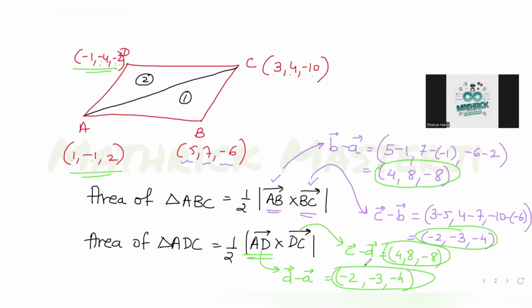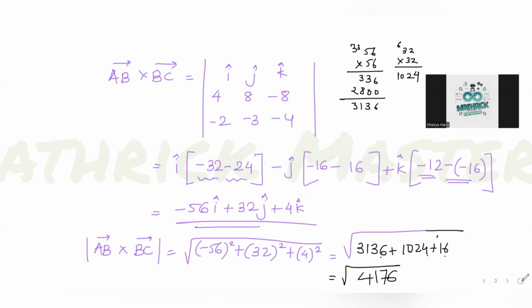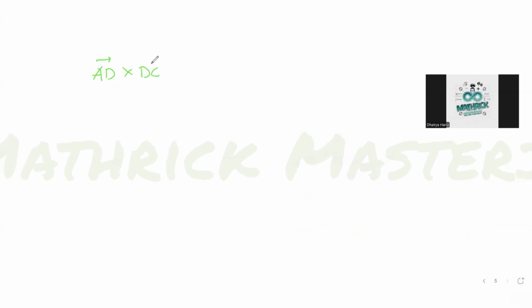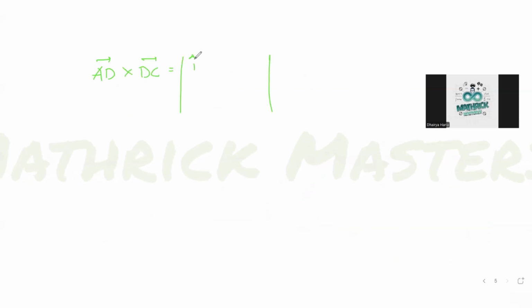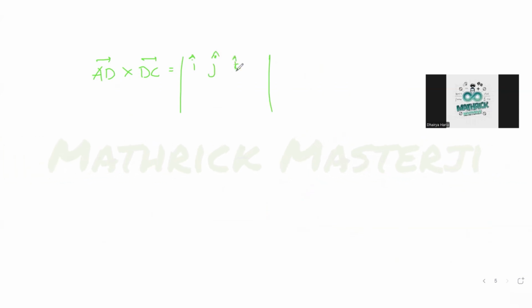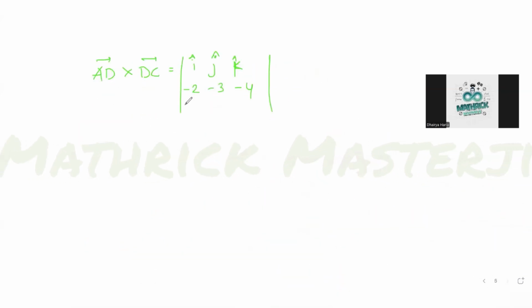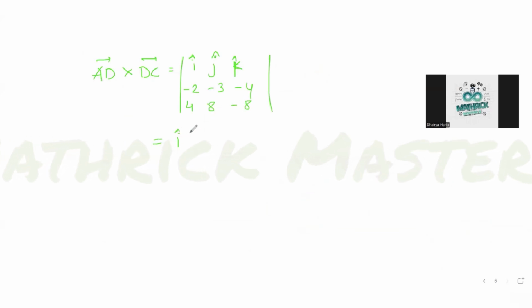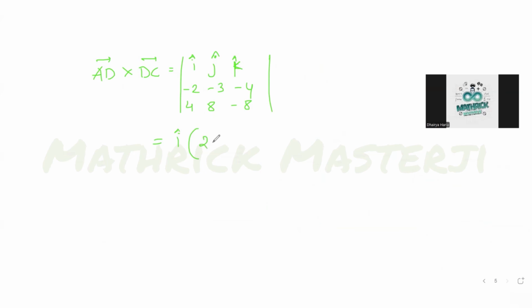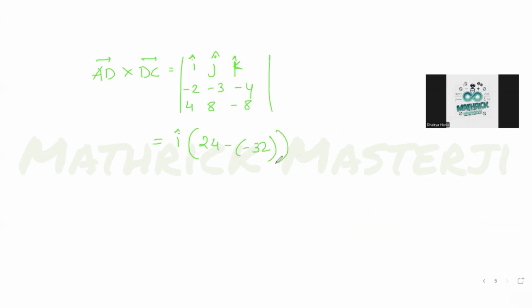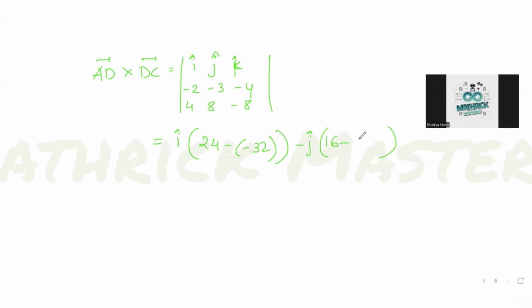So if I try to figure out the cross product of this also, it should become the same thing, but let's try it out. Let's see if it seriously becomes the same thing. So cross product AD and DC, if I do, I get i, j, k as it is. Then AD vector had minus 2, minus 3, minus 4, which was similar to previous. And the DC vector has 4, 8, minus 8. So if I use the same idea, I take this minus 8 times minus 3, 24, minus 8 times minus 4, which is minus 32. Then I get minus j, minus 2 times minus 8, 16, minus 4 times minus 4, minus 12.